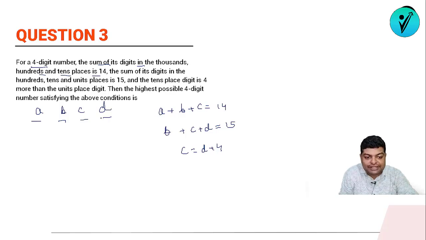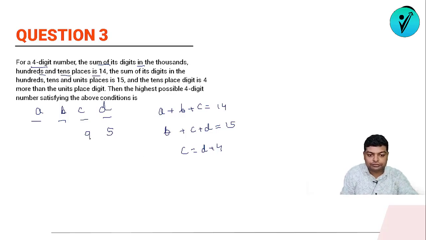Because अगर आपने इसको अगर 6 रख लिया तो C will be what? It will be 6 plus 4, 10. So the maximum value of D I can keep is 5. It can't go beyond that. Okay, so let's do a simple hit and try. Suppose अगर मान लो D की value 5 है. Okay, if D's value is 5, what will be the value of C?